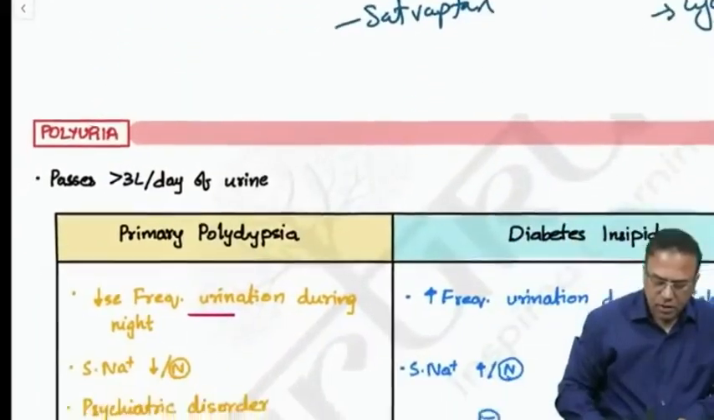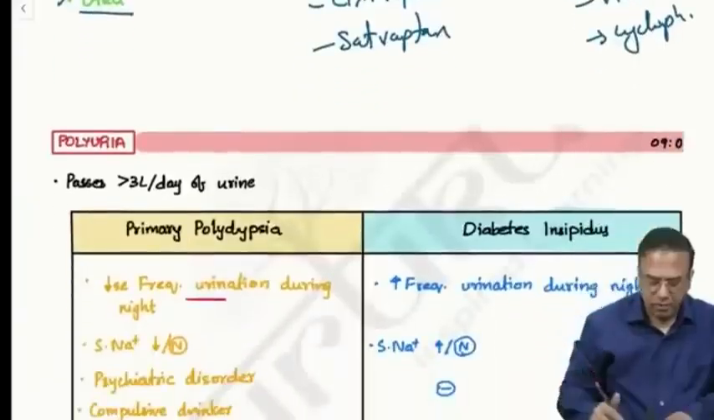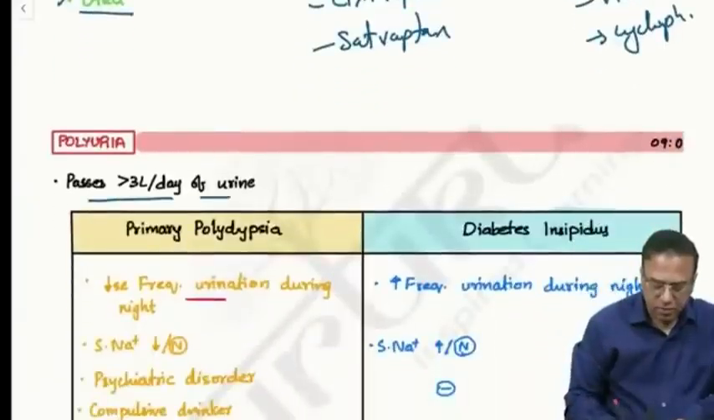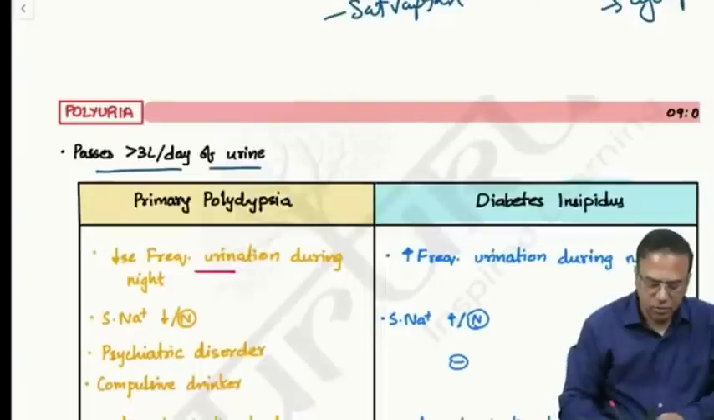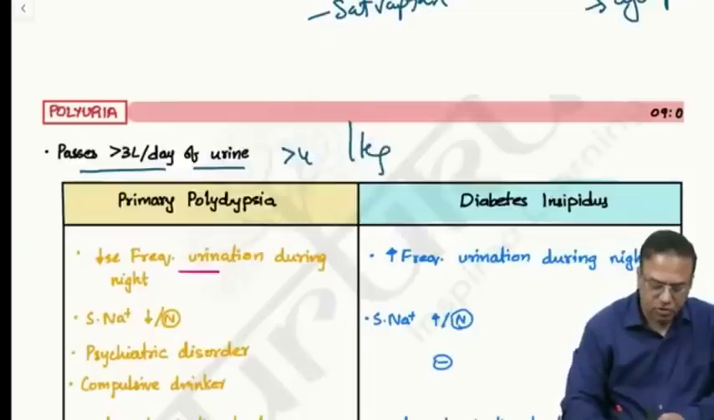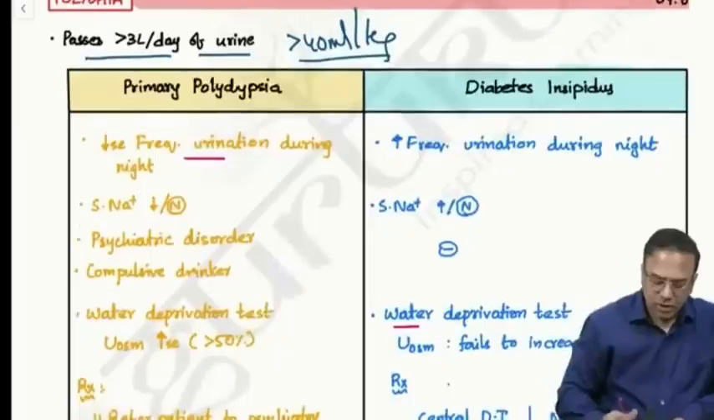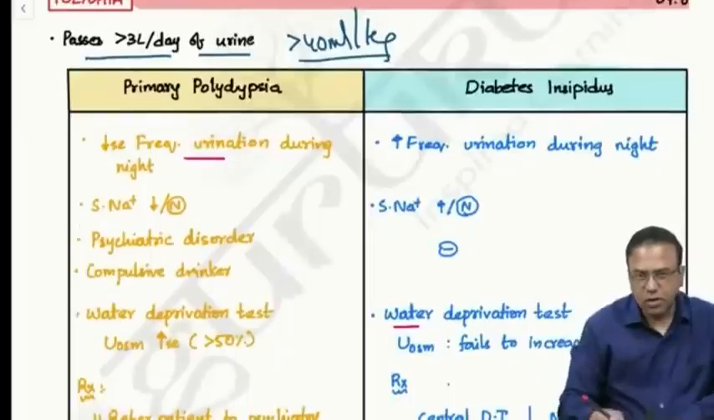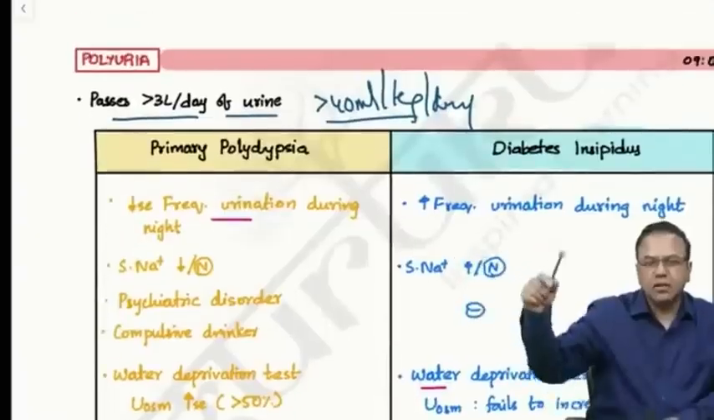So we saw a scenario of SIADH. Now looking at a patient with polyuria. Polyuria is somebody who's got more than 3 liters of output per day, or, in a child, more than 40 ml per kg per day. In an adult it is 3 liters per day.